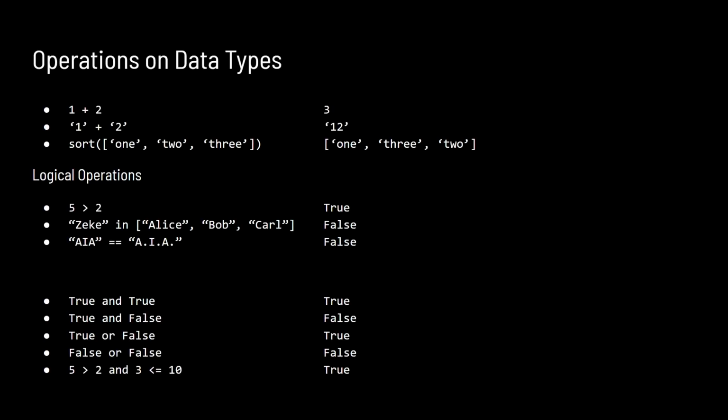So for instance, obviously 1 plus 2 equals 3, but the text of 1 plus 2, depending on the language, is going to come out to 12 because it's just squishing those things together. Or if you try to sort some objects into order, and it says 1, 2, 3, but spelled out, you're actually not going to get 1, 2, 3. You're going to get 1, 3, 2 because that's the alphabetical order for those words. There's also logical operations. 5 is greater than 2. That's true. Is the word Zeke in the list of Alice, Bob, and Carl? No, it's not. So that value is false. Using all of these things together, you can build up some logic for how you're going to process through your different things.